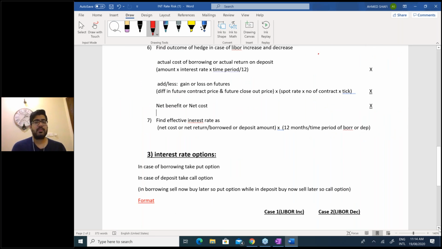Then you need to find the outcome of hedging in case of LIBOR increase and decrease. You need to find the outcome in both cases. Actual cost of borrowing, if it's a borrowing case, or actual return on deposit, if it's a deposit case: same amount into interest rate into time period over 12. Then we need to add or less the gain or loss on futures. How do you get the gain or loss on futures? It's the same as gain or loss on FRAs: the difference between the FRA rate and the actual rate. Similarly, the difference in futures price and closeout price, into spot, into number of contracts, into tick, you get the net benefit or cost. And finally, you find the effective interest rate. Just convert your answer into a percentage, because we will take the decision on percentages.